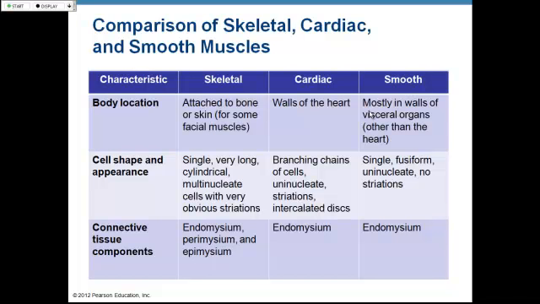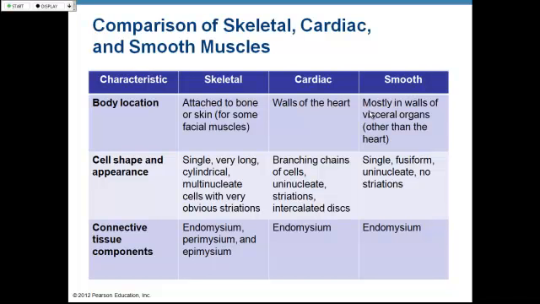Cardiac cells are branching, and when we look at the picture of cardiac cells, I'll point that out. Cardiac cells only have one nucleus in that cell, and it is striated. Also, it has intercalated discs. Everything in this block is pretty important, but make sure you know that the cardiac cells are uninucleate and that they are striated.